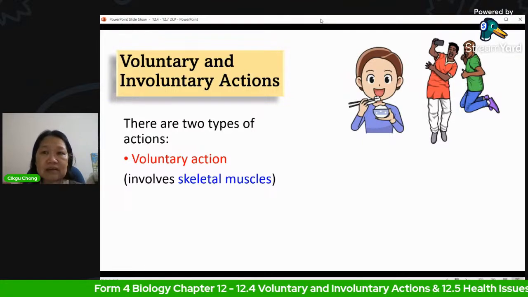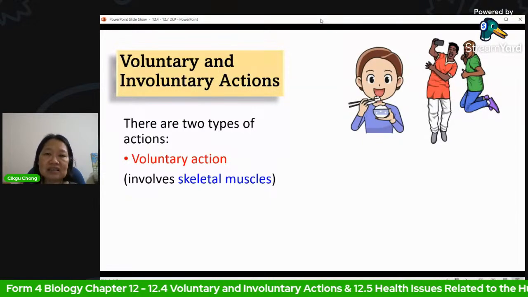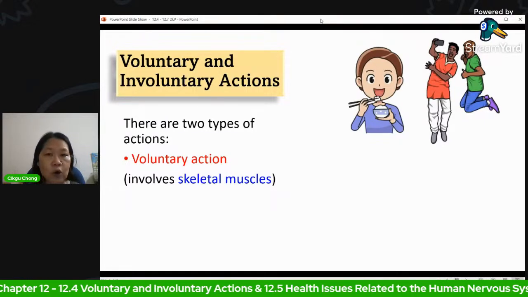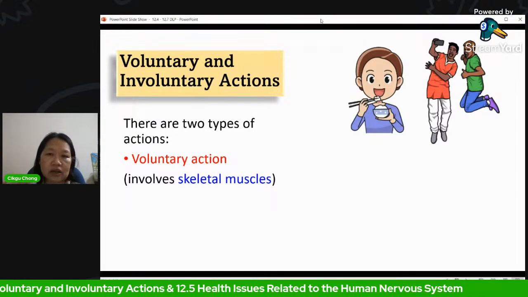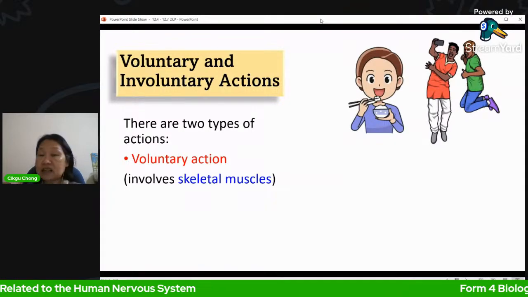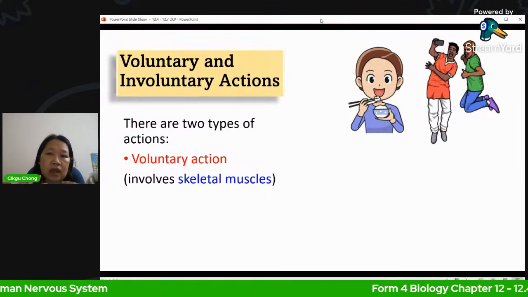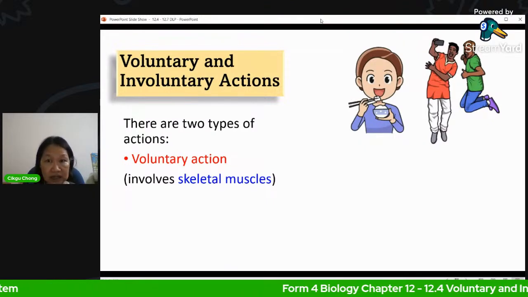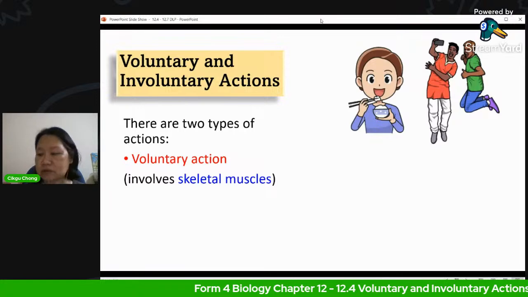For example, jumping, taking a selfie, and this girl is eating, holding the chopsticks, bringing the bowl up near to her mouth and then eating the rice. All this involves skeletal muscles, meaning the muscles that are in your arms and your legs. All these are skeletal muscles.